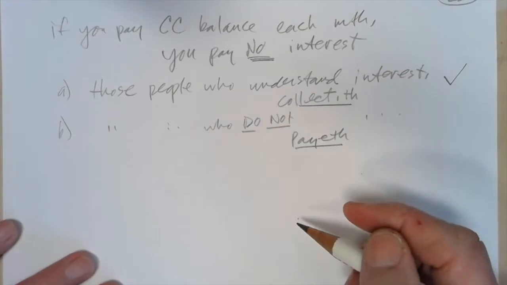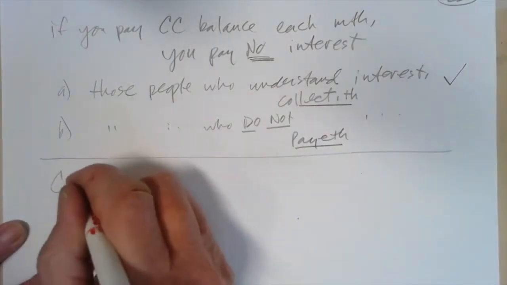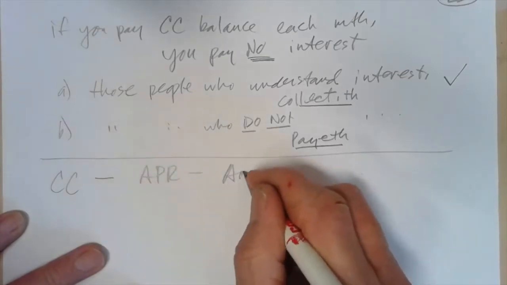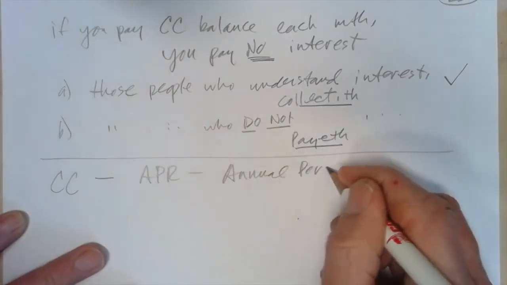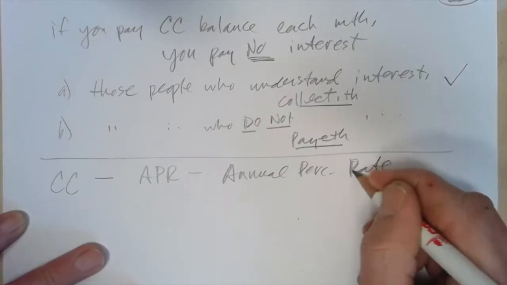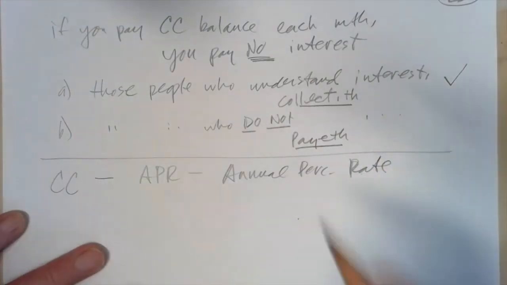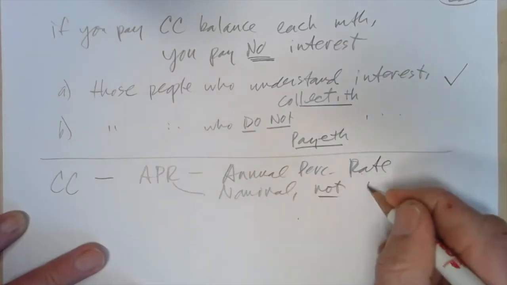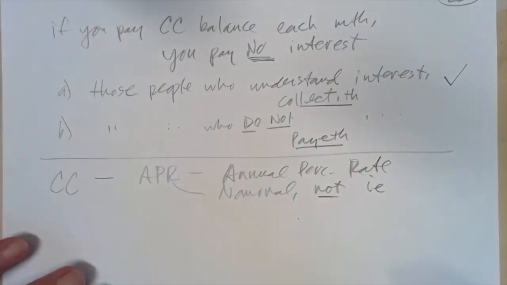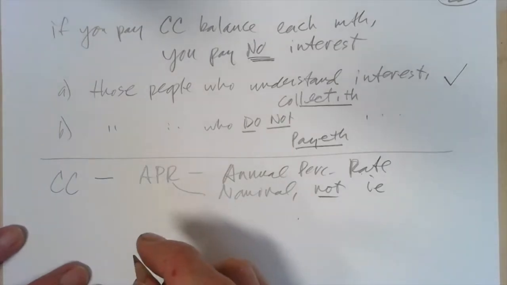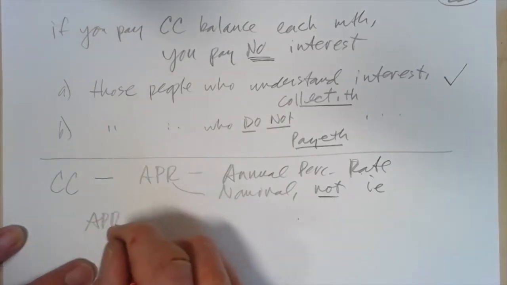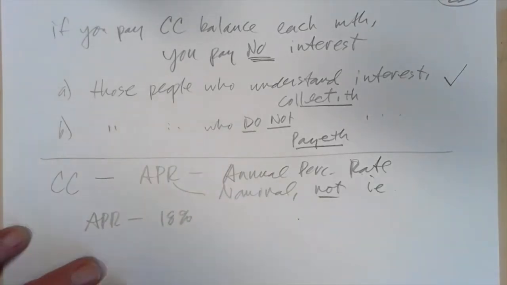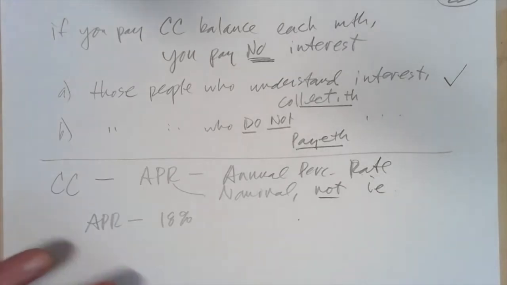All right, so let's say you have a credit card. The credit card company is going to tell you an APR, which is an annual percentage rate. It could be 14%, it could be 18%. This is your nominal. This is not the effective. So let's give you an example. Let's say your APR on your credit card is 18%. Now remember, that's nominal, that's per year. That's not the true rate you're paying though.